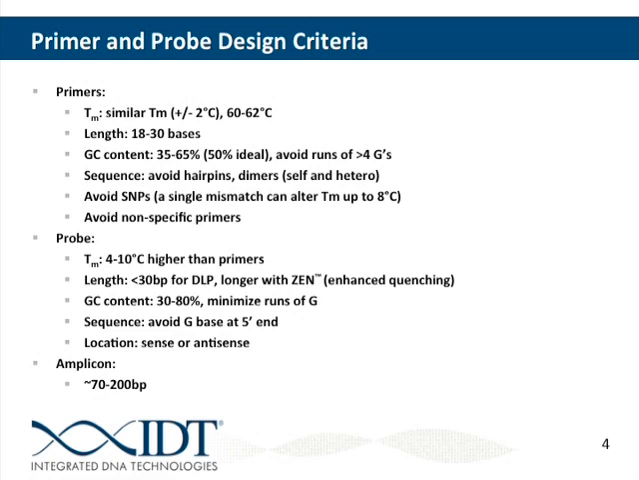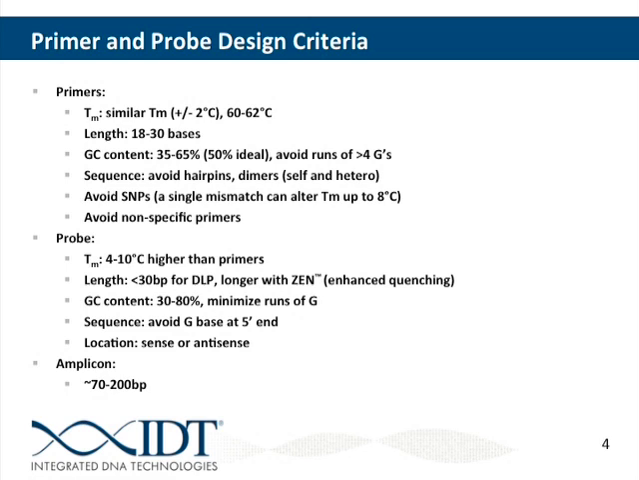So avoiding SNPs as much as possible, and making sure that your primers are highly specific for your target. And then the probe, ideally 4 to 10 degrees higher Tm than your primers, with a length of less than 30 base pairs, but this can, again, be longer with Zen due to the enhanced quenching abilities provided by Zen.